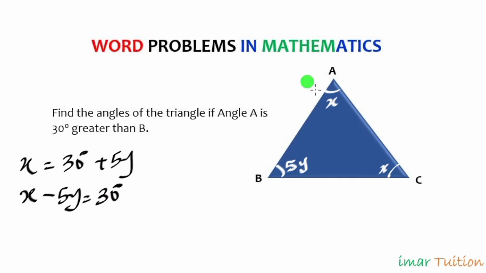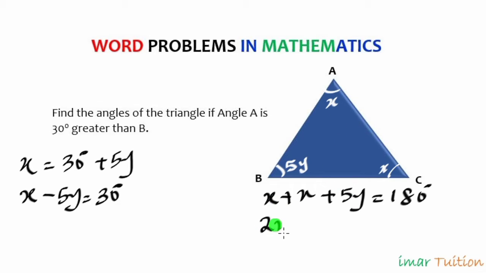So we'll try to bring in another equation. In solving two variables like this, you may need more than one equation. So let's look at the question again. If you look at this triangle, the sum of all the angles of a triangle is equal to 180 degrees. So let's sum all the angles in this triangle. If we say x plus x plus 5y, it should give us 180 degrees, because the sum of angles in a triangle is 180. So x plus x gives 2x plus 5y is equal to 180 degrees.